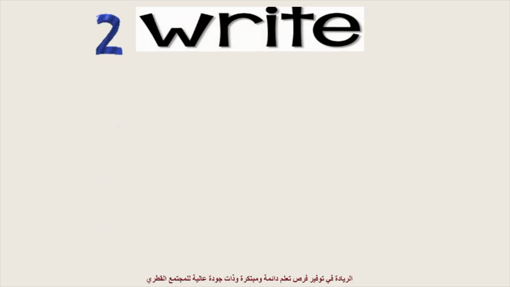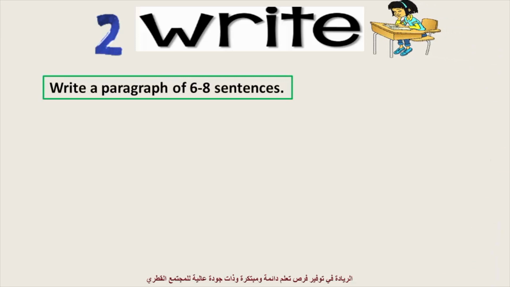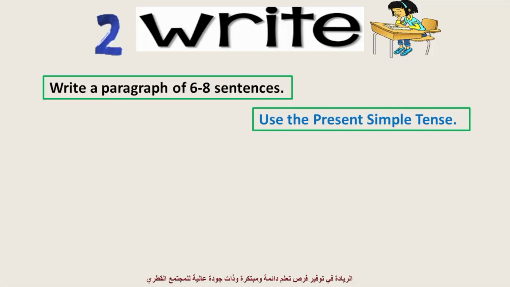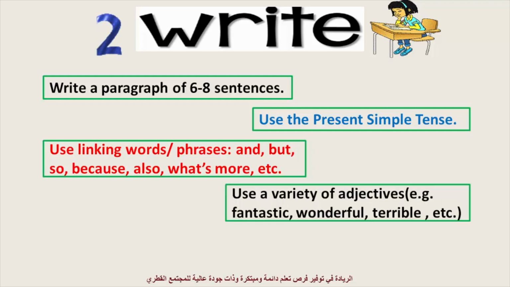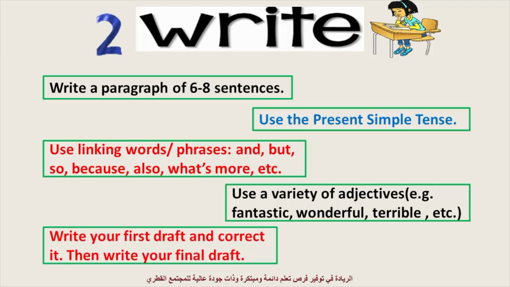Now, we move to the second stage, which is writing. Okay, now you pay attention to the following. Write a paragraph of 6 to 8 sentences and always use the present simple tense and use linking words and phrases like and, but, so, because, also, what's more, etc. Use a variety of adjectives like fantastic, wonderful, terrible, nice, horrible, and finally write your first draft and correct it, then write your final draft.